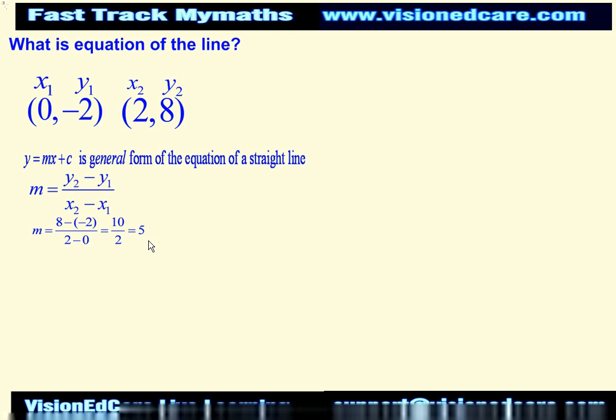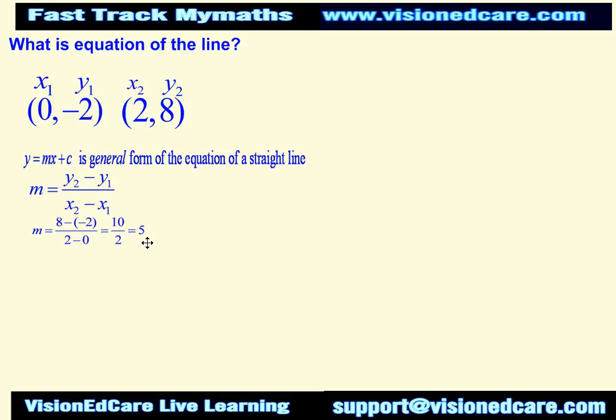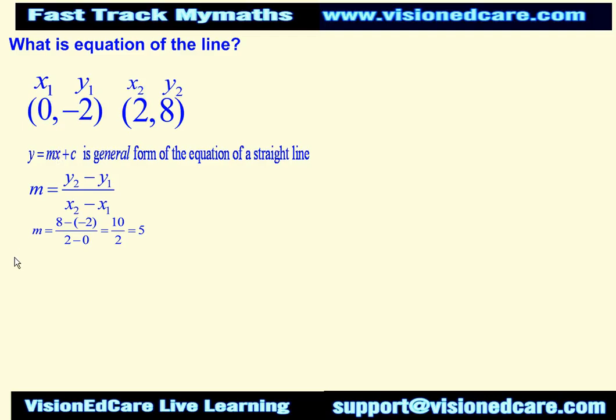Now we have the gradient, so what we could do now is to use this equation and find the value of c. But I have a formula which gives you a quick way of working out the equation of the line. I'm going to share this formula with you, which is y minus y1 is equal to m into x minus x1. All we have to do is substitute the values into this formula and we get the equation of the line.